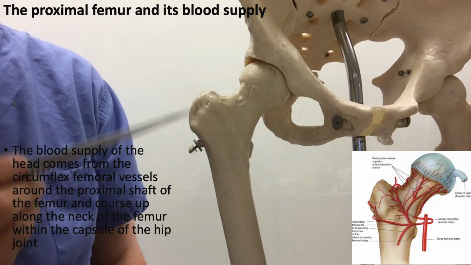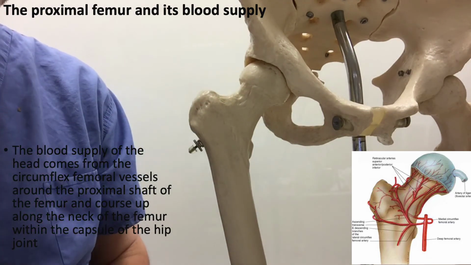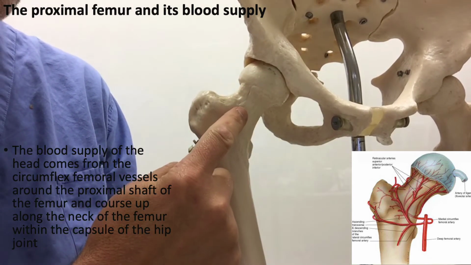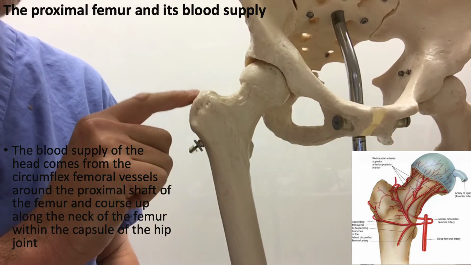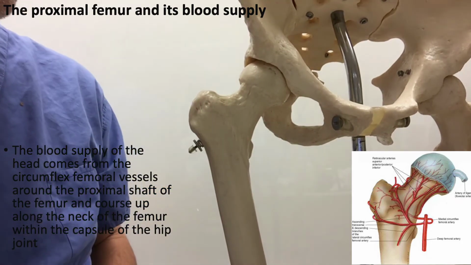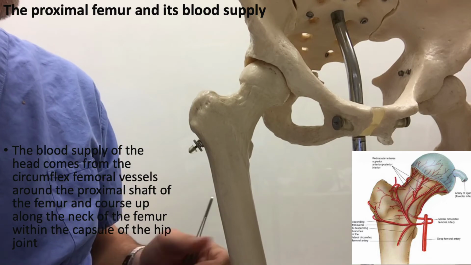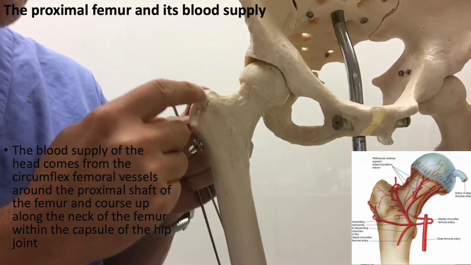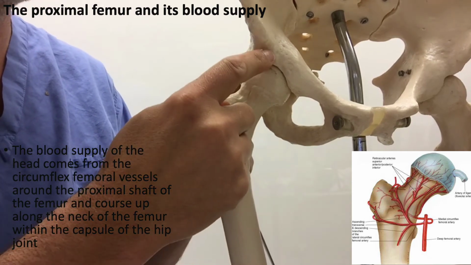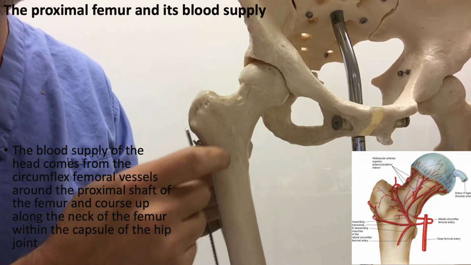Let us look at the proximal femur and its bony landmarks. We have the head, the neck, the greater trochanter and the lesser trochanter. The capsule of the hip joint sits around the base of the neck and goes up to the ilium.